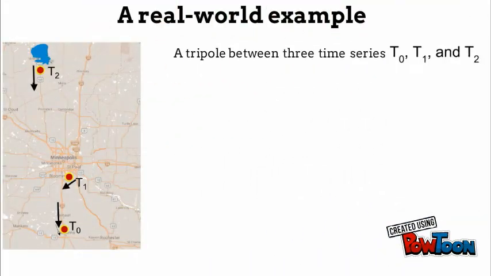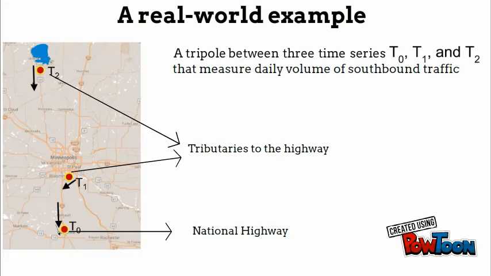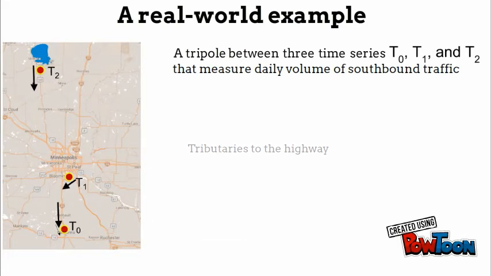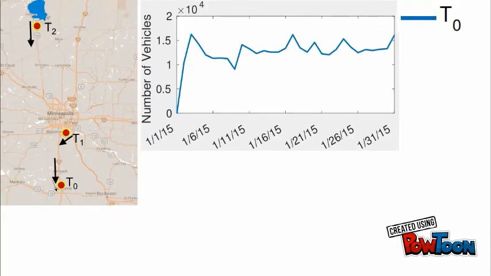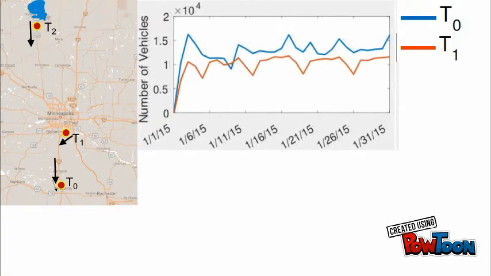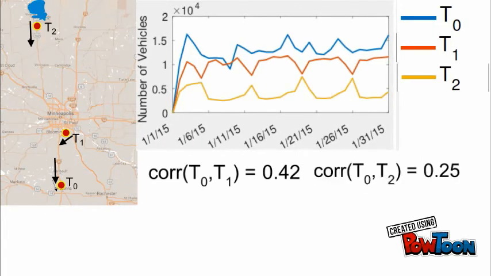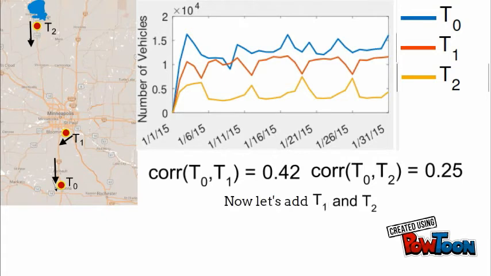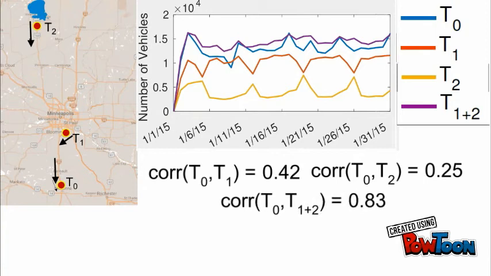Consider a tripole of three time series of daily southbound traffic at three road stations. While the root T0 is being observed at a national highway, the leaves T1 and T2 are being observed at the roads that are its tributaries. Now let's look at the three time series. As you can see, the individual correlations between leaves and root are 0.42 and 0.25. Now let's add the two leaves. This time, the correlation strength jumps to 0.83.